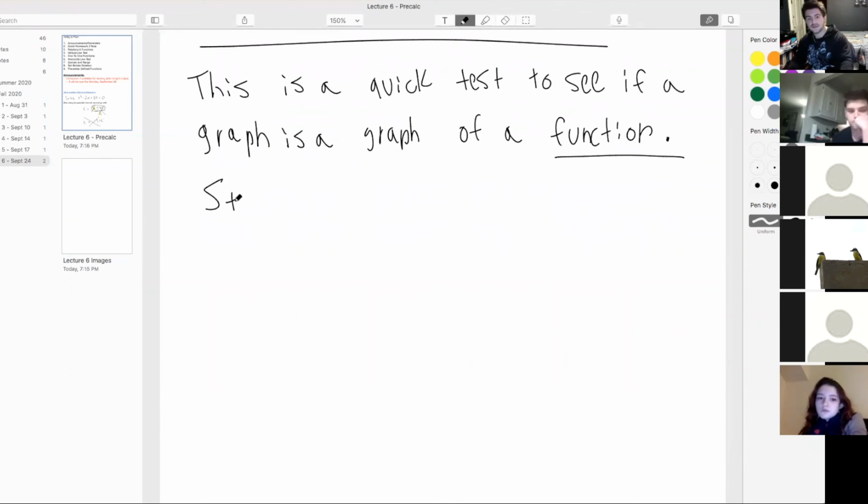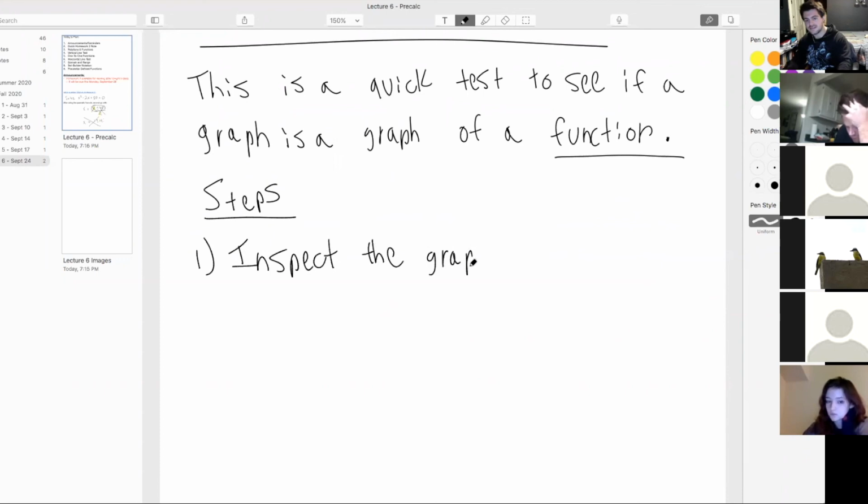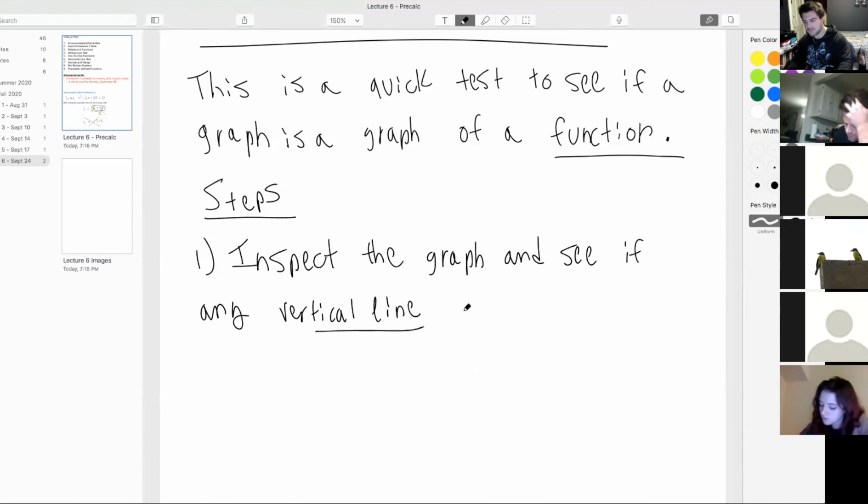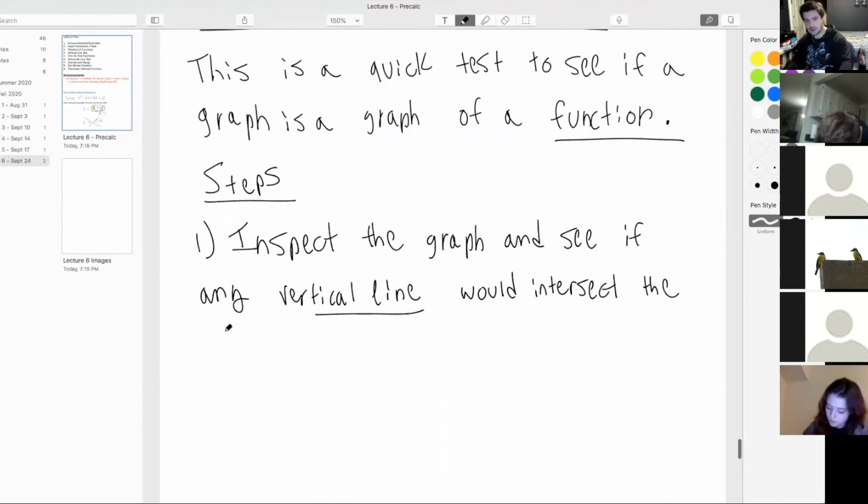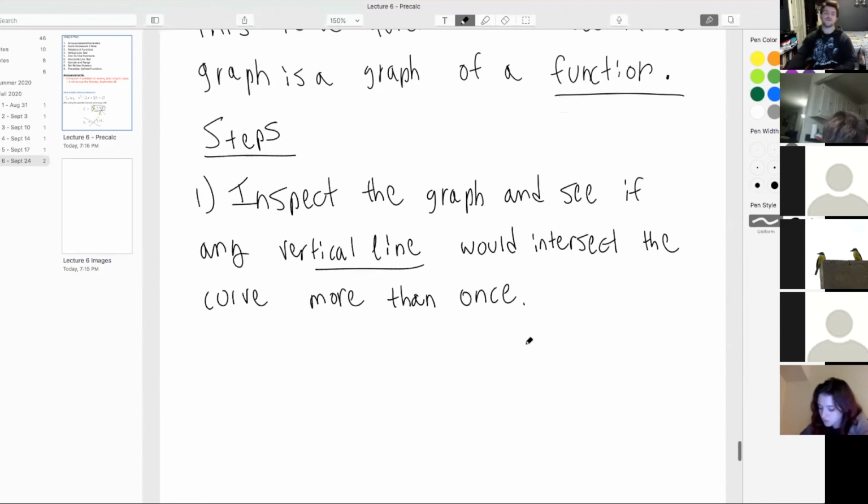All right, so here are the steps for the vertical line test, and then we'll do some concrete examples. Steps. Okay, 1. Inspect the graph and see if any vertical line would intersect the curve more than once. That's the first step.